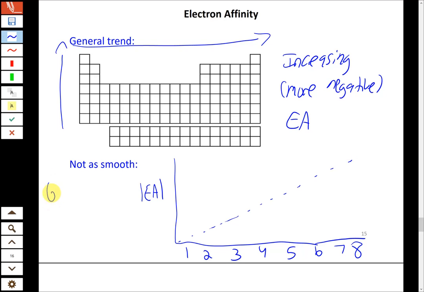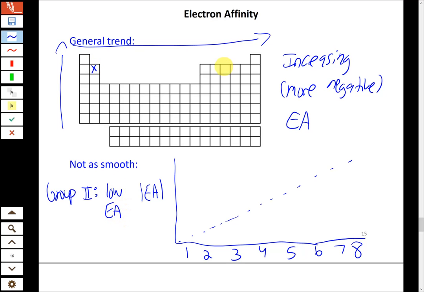elements, that's where you have an s2 configuration. Remember that this s2 configuration here is somewhat stable. So those elements don't want to lose an electron. That means they have a high ionization energy, but they also don't want to gain any more electrons because they want to stay at that s2 configuration. So they have an abnormally low electron affinity.